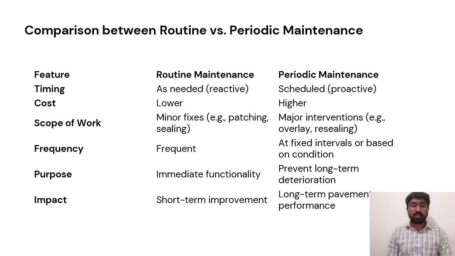Periodic maintenance is scheduled and more expensive, but it prevents structural failure. Routine maintenance is reactive, done as needed, and is low cost.